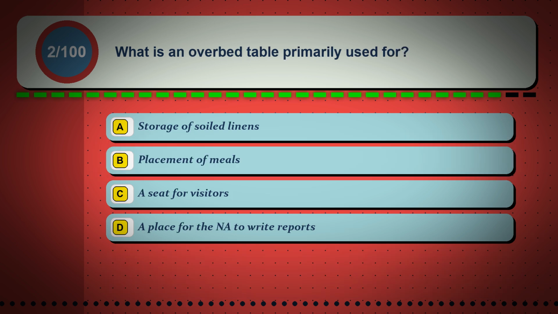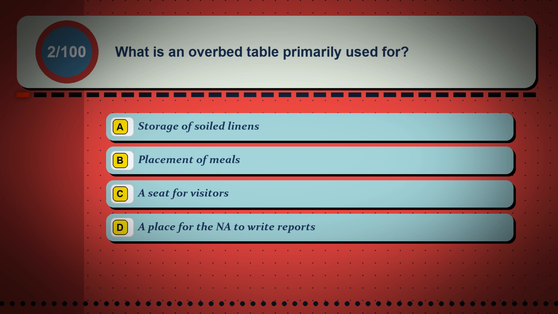Question 2. What is an overbed table primarily used for? Option A, storage of soiled linens. Option B, placement of meals. Option C, a seat for visitors. Option D, a place for the NA to write reports.